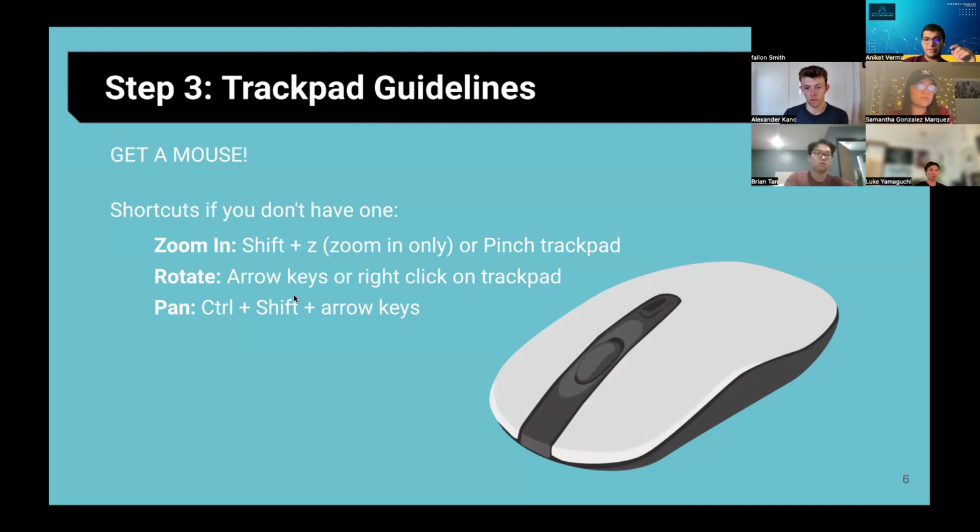To zoom in, you hit Shift Z, or pinch your trackpad. To rotate, you can use your arrow keys or click right on your trackpad, as well as to pan, you can hit Control Shift and then use your arrow keys to pan around your part. Later on, I'll show you guys something in Onshape which helps us pan around our parts as well. But again, having a mouse will make your life a lot easier. So please, if you can, have access to a mouse.